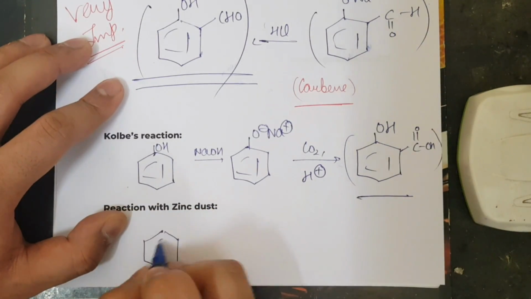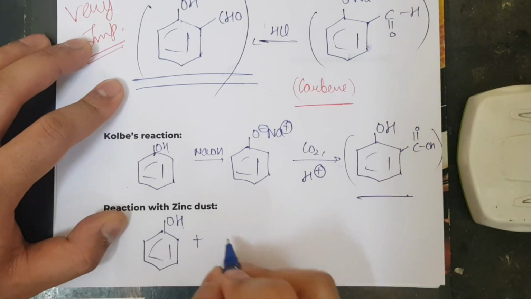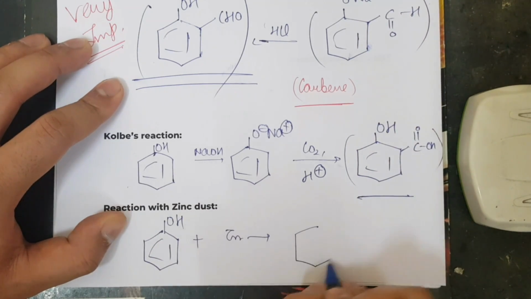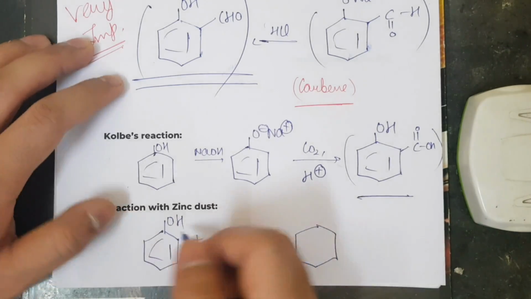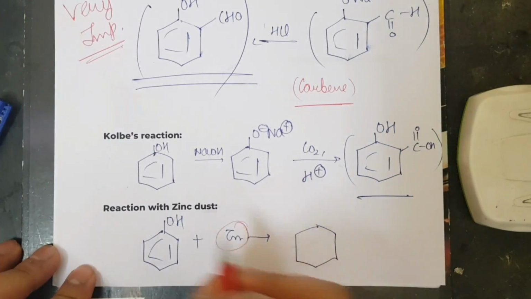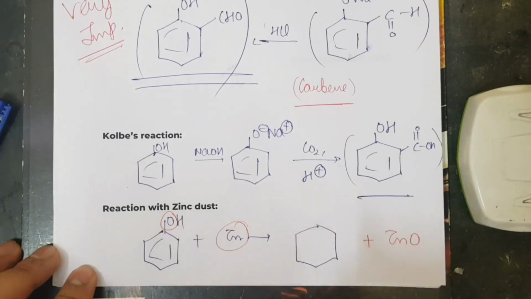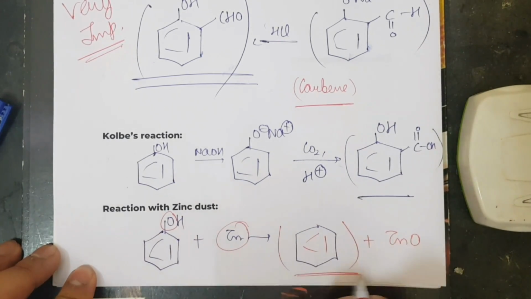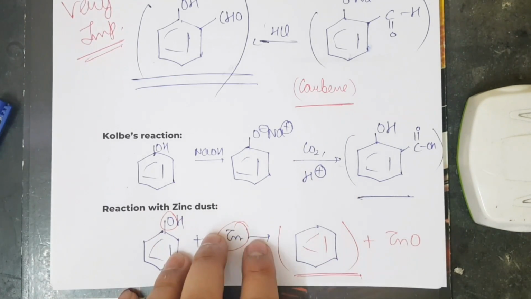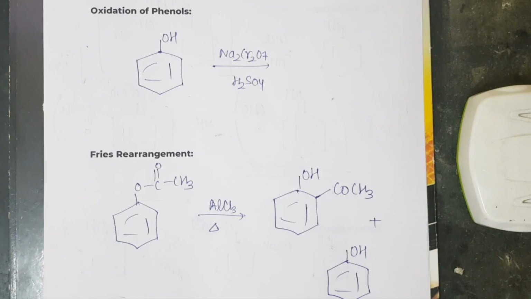What does zinc dust do? If I take phenol and zinc dust, it gives the removal of the OH. Basically what you can understand is that Zn and O react, so Zn and O separate. This hydrogen attaches here. So basically benzene is formed once again. So phenol along with zinc dust gives the formation of benzene.